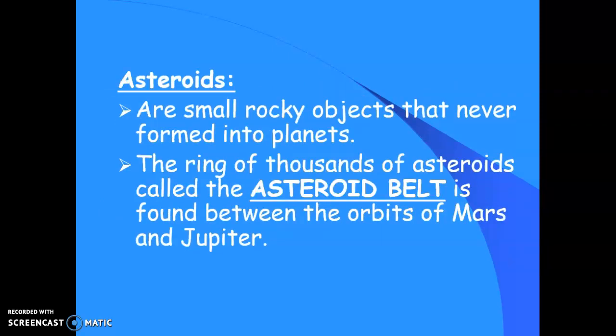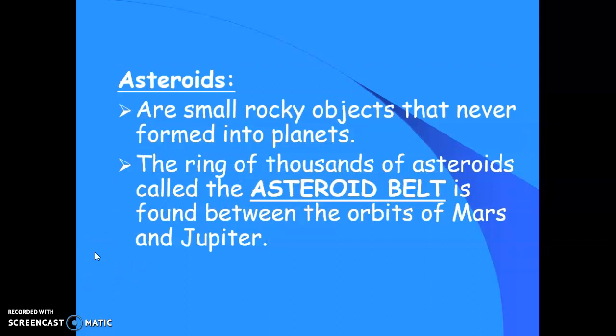So an asteroid really has a wide variety of sizes that it can come in, but essentially it's a small rocky object, or essentially a rocky object that never truly formed into a planet, meaning it does not have its own gravitational pull. There are many different sizes, like I mentioned, and there are lots of asteroids all throughout our solar system. But the majority of the asteroids are found within this asteroid belt.